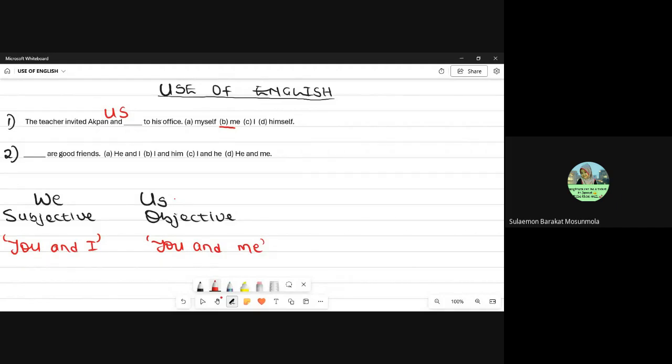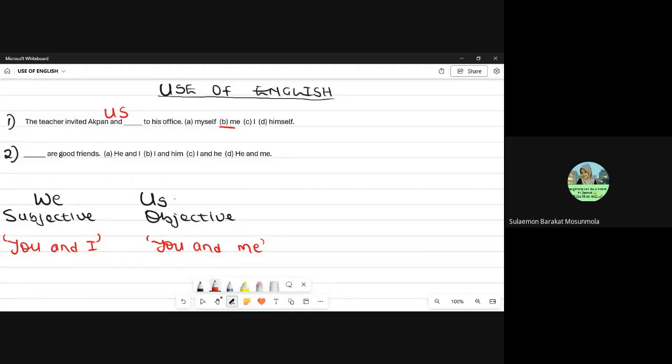But let's say we have Ade bought the goods himself. Now, Ade is still the person we are using the reflexive pronoun himself for. So that is the case where you can use a reflexive pronoun. You can only use a reflexive pronoun when the subject equals the object.